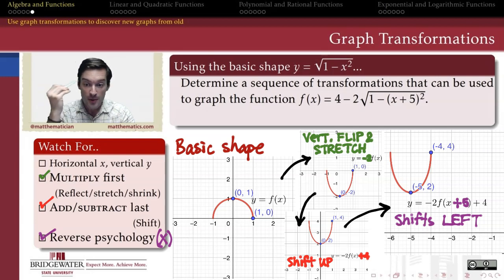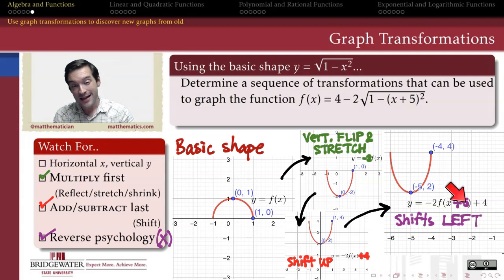But remember that the x effects can be counterintuitive. For example, replacing x with x plus 5 has the effect of shifting the graph to the left by 5 units, because what we're really doing is shifting the x-axis to the right.